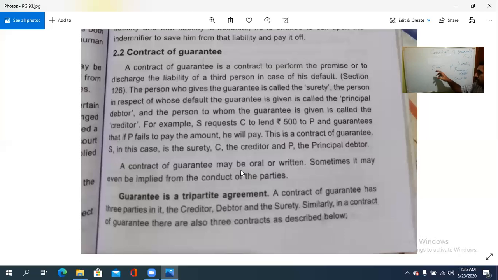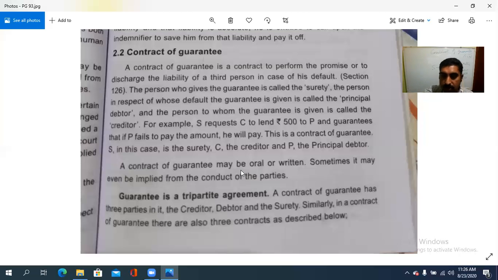So what we need to remember here is that if P does not perform, then a third party discharges the liability. In case any default is made, such a promise for action is called the contract of guarantee. So a contract of guarantee is a contract to perform the promise or to discharge the liability of a third person in case of default. Section 126, the parties are the surety, principal debtor, and the creditor.